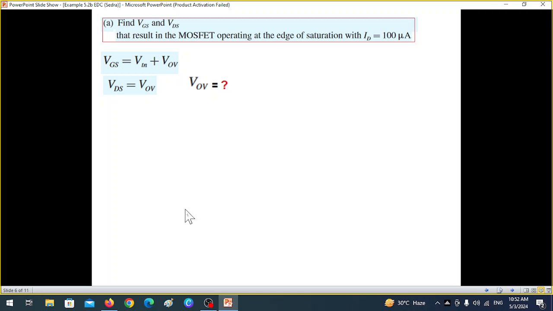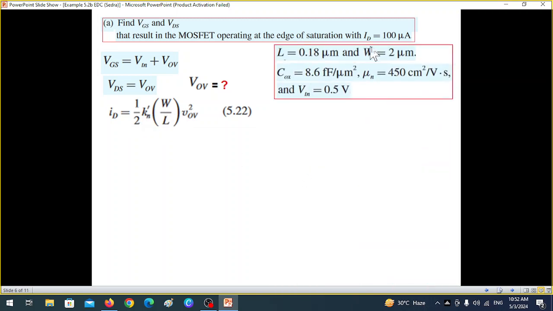And now VOV we can find from the current formula. So this formula we'll be using to find VOV, because we already know ID. We also know these parameters. So let's see. These are the values that are given in the question.